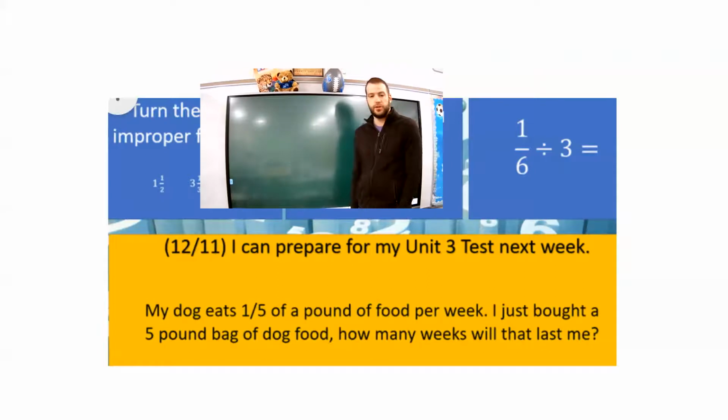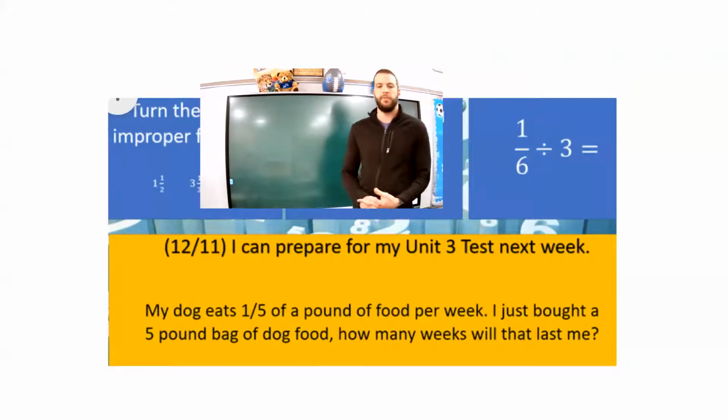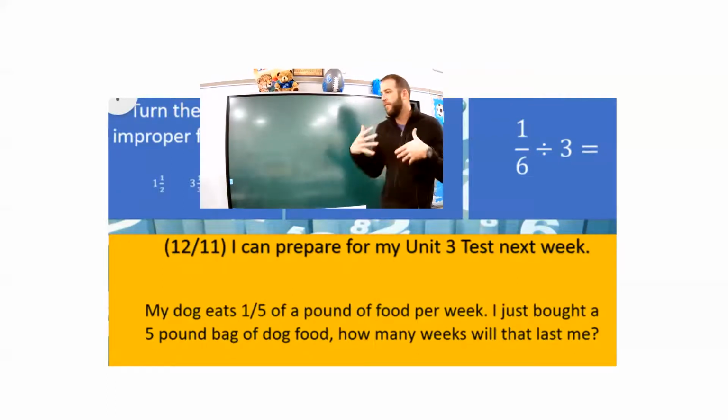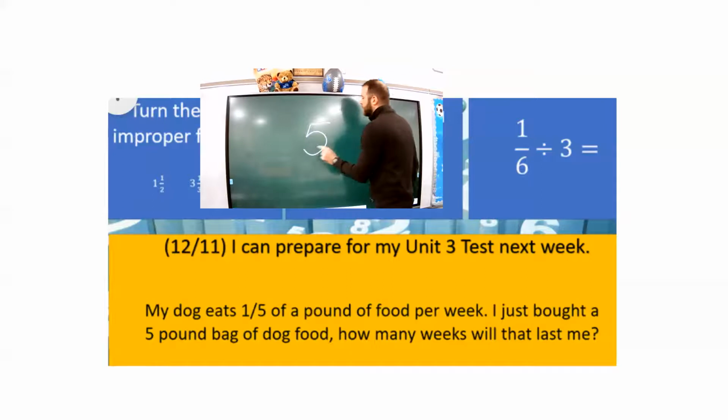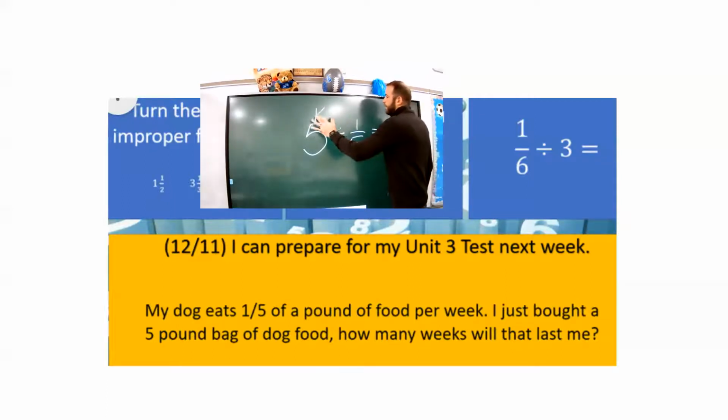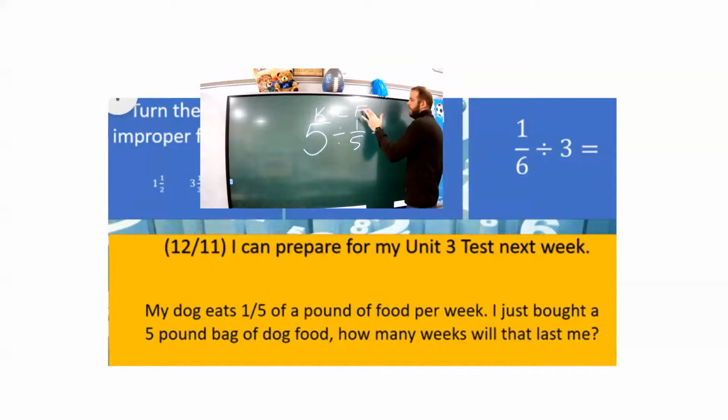And then in the challenge question part, it says my dog eats a 1/5 pound of food per week. I just bought a 5-pound bag of dog food. How many weeks will it last me? Well, 5 pounds is going to get divided into groups of a 1/5. So how many 5ths are in 5? Keep, change, flip. 5 times 5. Oh, that would make sense. It would last me 25 weeks.